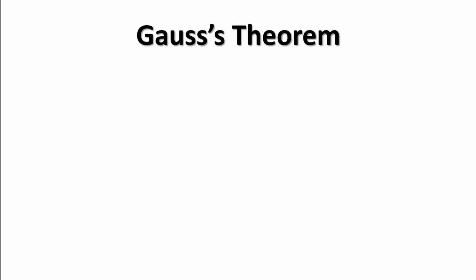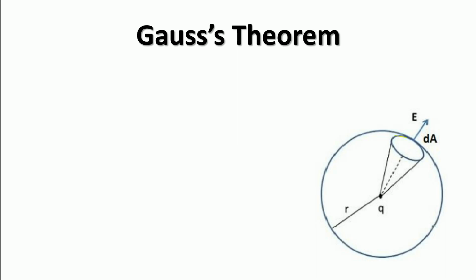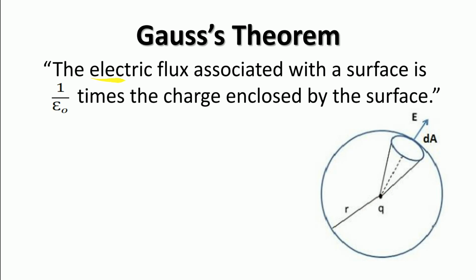Now moving ahead to the Gauss's theorem, let's discuss. Let us consider a surface which is enclosing a charge Q. Then the Gauss's theorem states that the electric flux associated with a surface is 1 upon epsilon naught times the charge enclosed by the surface. If we want to find the electric flux associated with this surface, what we need to do? We need to take 1 upon epsilon naught times the charge, the Q, enclosed by the surface.